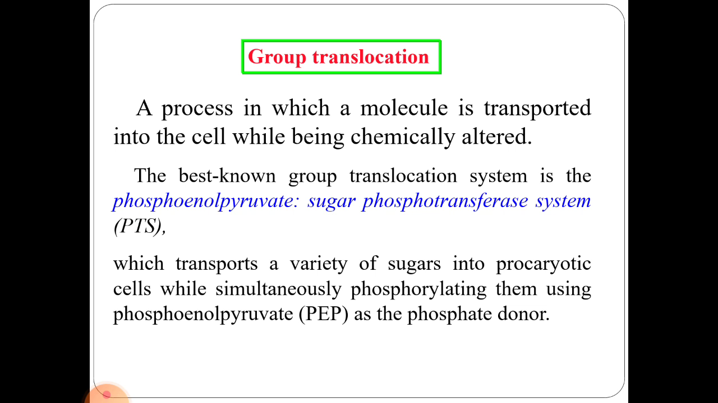The fourth mechanism of uptake of nutrients in microorganisms is group translocation. It is a process in which a molecule is transported into the cell while being chemically altered. The best known group translocation system is the phosphoenolpyruvate sugar phosphotransferase system, abbreviated as PTS, which transports a variety of sugars into prokaryotic cells while simultaneously phosphorylating them using phosphoenolpyruvate as the phosphate donor.